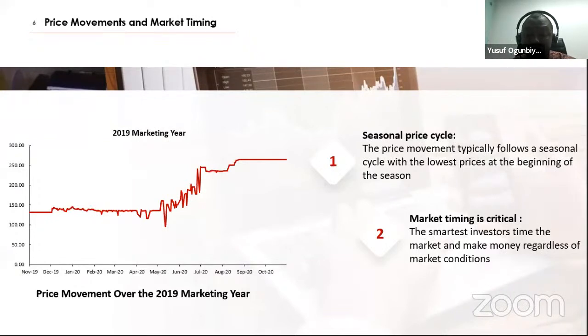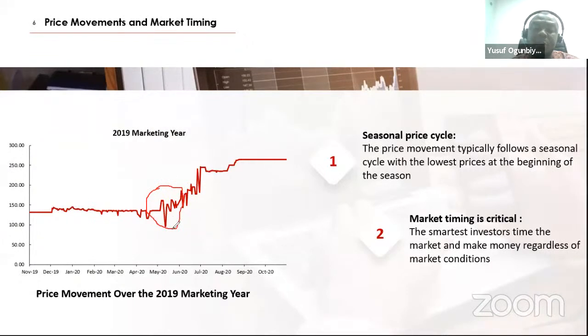So that is one. The second thing this graph also shows us is that during the course of the season, there are movements in prices up and down. Let me annotate something here. If you look at this part of the graph, you will realize that the prices fall during this part.